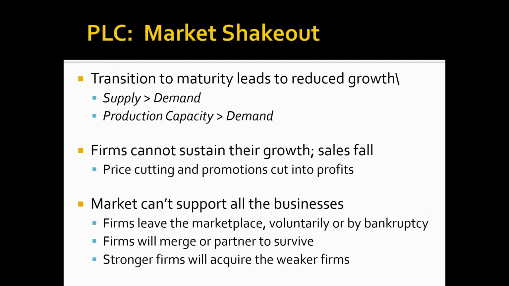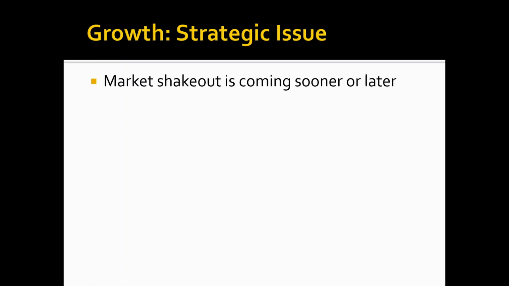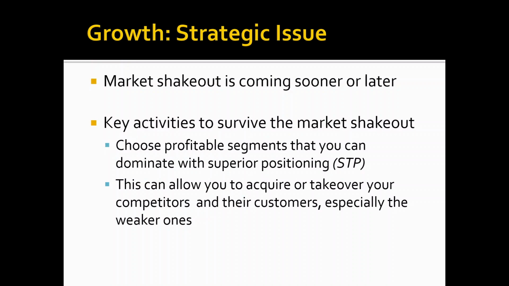Firms will merge or partner to try to survive. Kmart and Sears partnered a while ago. They're probably not going to make it. Stronger companies will be able to acquire the weaker companies. So there's a whole shakeout, and I guess the idea is, the weaker companies will fall by the side or be absorbed. The stronger companies will remain and actually have a chance to increase their domination. So what's the growth stage's strategic issue? The market shakeout's coming. You need to survive or prosper. The best way to do that is through good marketing strategy.